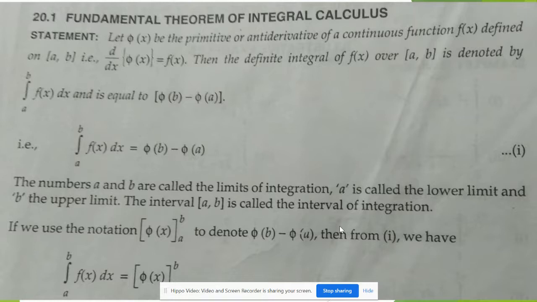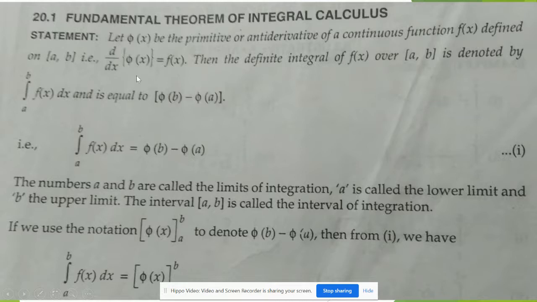Statement. Let phi of x be the primitive or antiderivative of a continuous function f of x defined on [a, b]. That is, the derivative of phi of x is equal to f of x, the function. Then the definite integral of f of x over [a, b] is denoted by integral a to b f of x dx, which is equal to phi of b minus phi of a, where a and b are limits of integration. A is called the lower limit and b is called the upper limit.